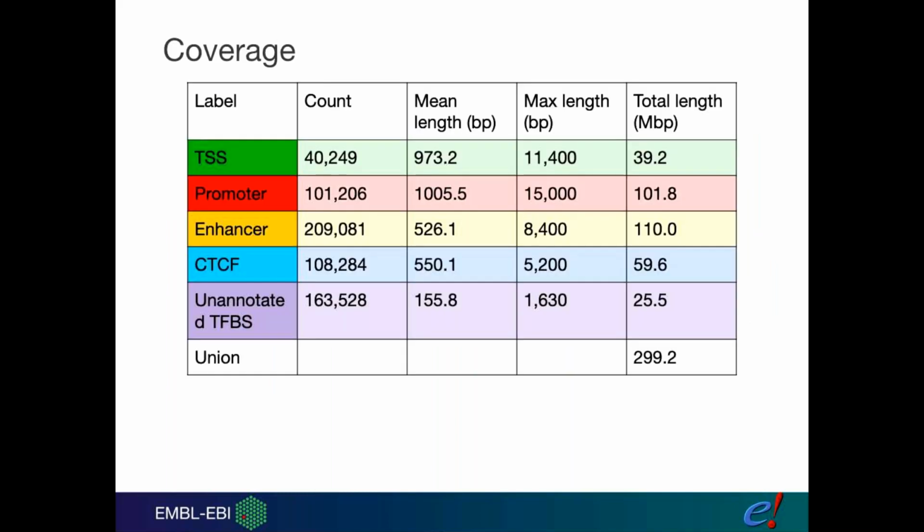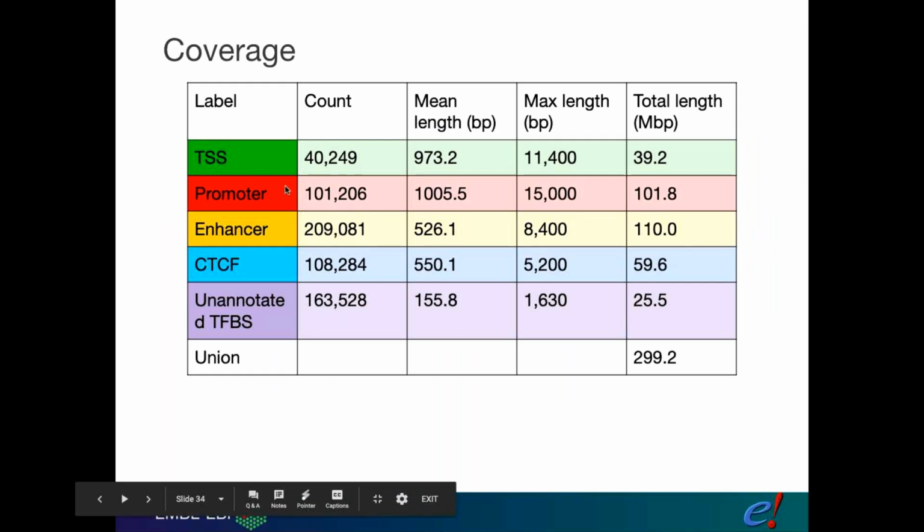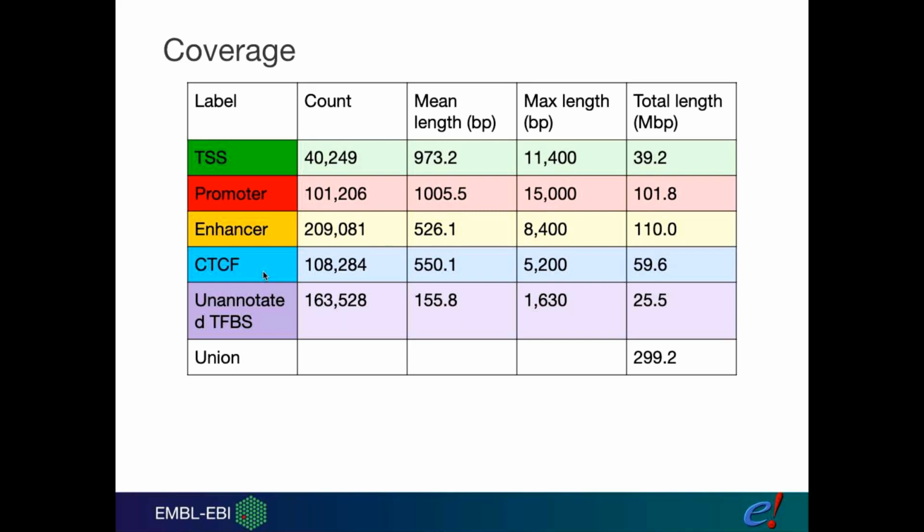So we've covered quite a significant amount of the genome. We have transcription start sites, promoters, which also have flanks to them, enhancers, CTCF binding sites, and also what we call unannotated transcription factor binding sites, which are regions where we have transcription factor binding, but we don't really know what else it's doing. And that covers about 10% of the genome, which has got this kind of annotation on it.